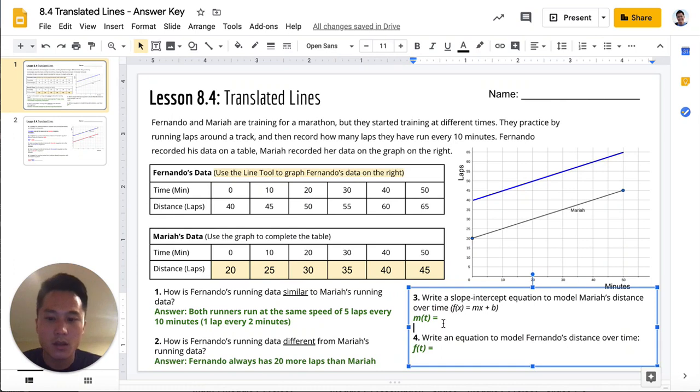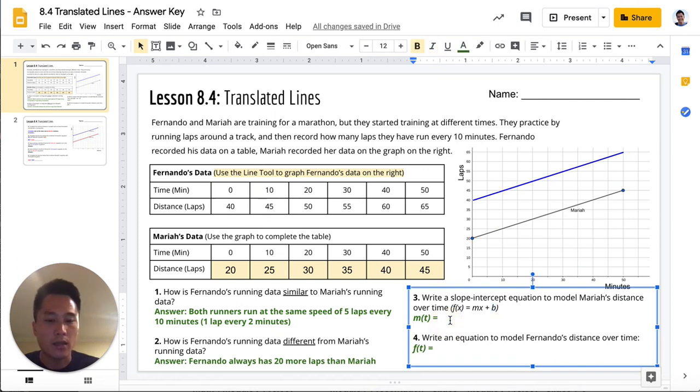Okay. Number 3. A slope-intercept equation for Mariah. Remember, slope-intercept form is this right here: y equals mx plus b, or f of x equals mx plus b. M is the slope, b is the y-intercept, the starting place.